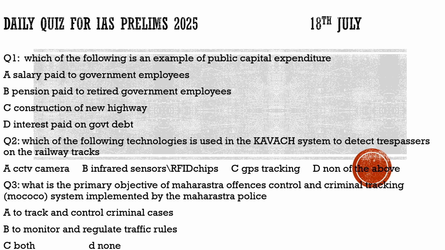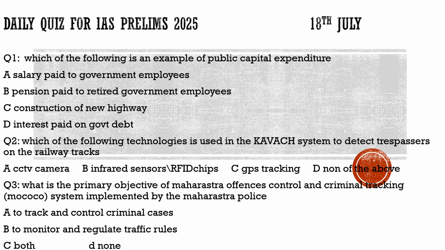No, it is an example of revenue expenditure. Second, pension paid to retired government employees, also an example of revenue expenditure. Third, construction of new highway, it is an example of capital expenditure. And fourth, interest paid on government debt, also an example of revenue expenditure. So for question number one, the correct option is C. The construction of new highways is an example of public capital expenditure.